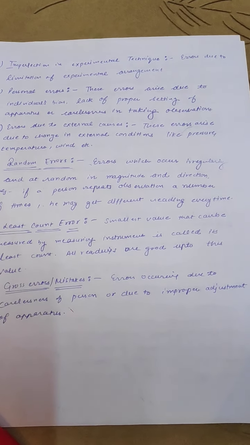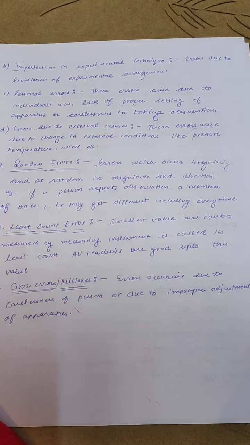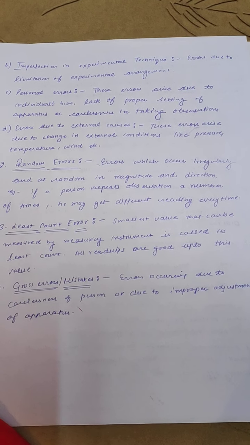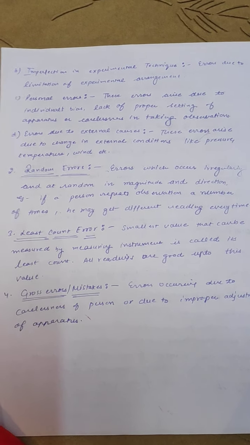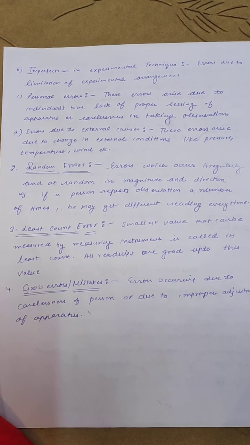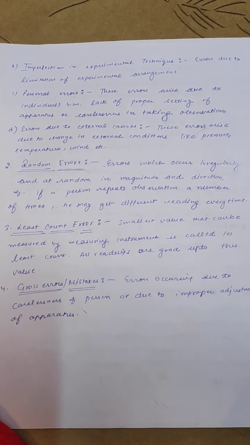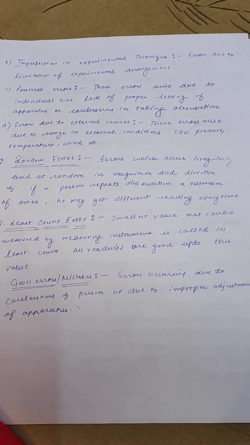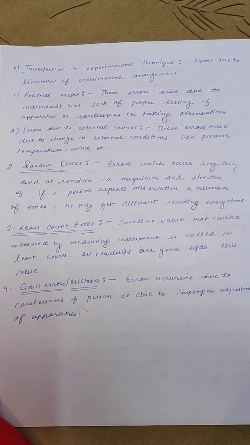Now the next type of error is random error, which occurs irregularly and at random in magnitude and direction. For example, if a person repeats an observation a number of times and every time he is getting some different value, that is called random error.